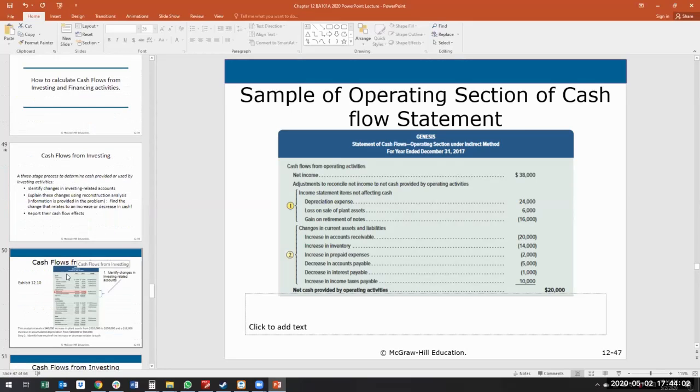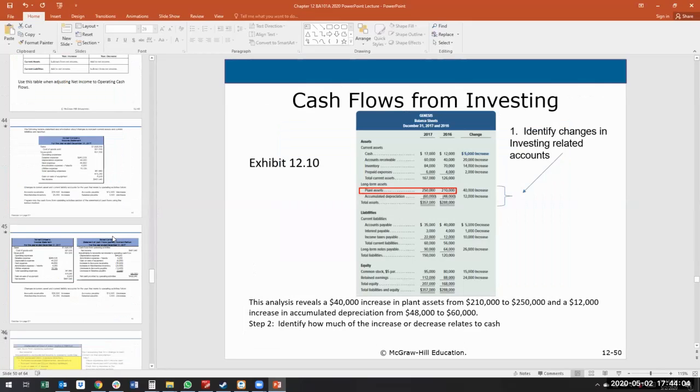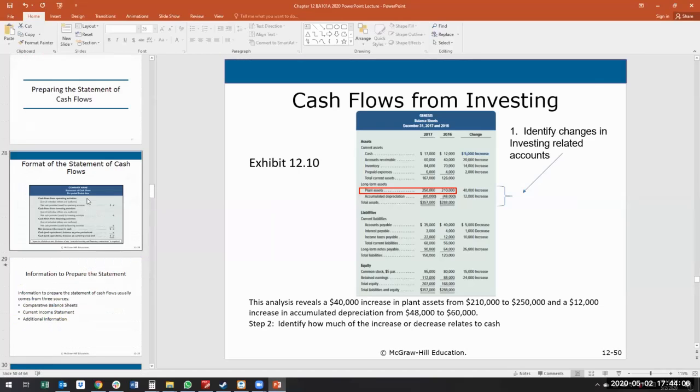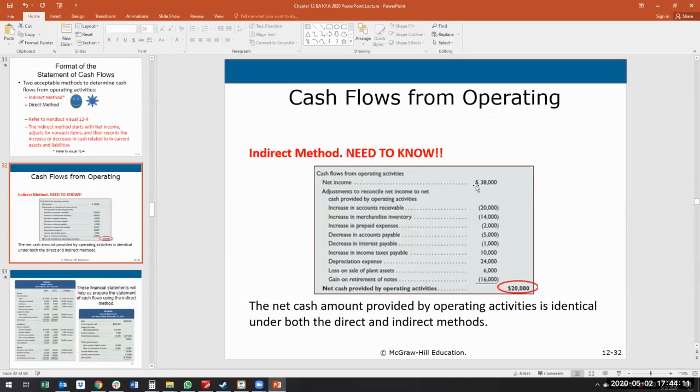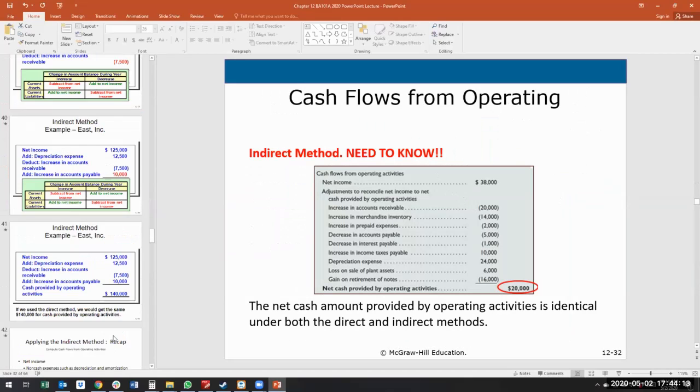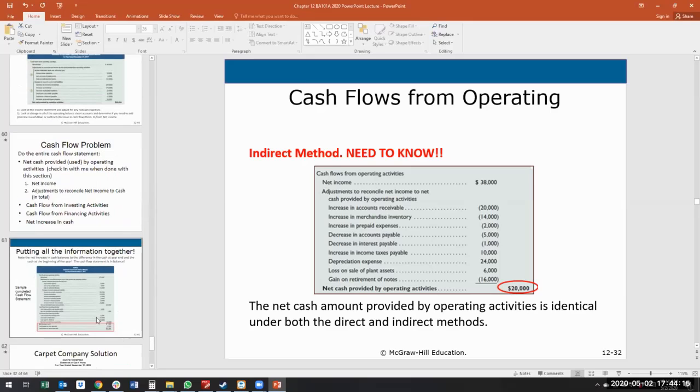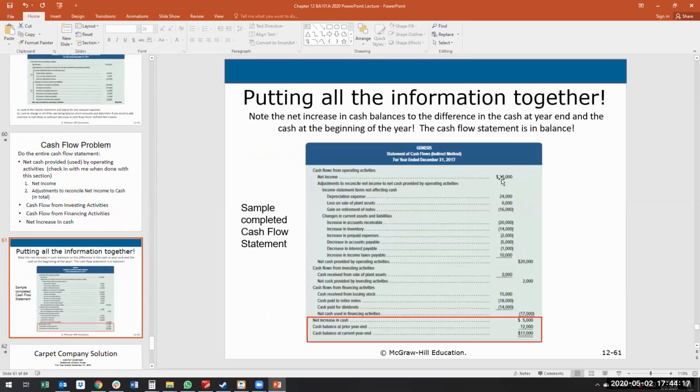And then we talk about cash flows from investing. I think we actually use this. I try to use the same example for most of the class. So net income all the way back from operating, we're able to see what the final cash flow would look like here. So this income statement, we talked about depreciation expense, adding it back. We talked about the loss on plant assets, the gain on retirement of notes. And then these are the increases or decreases that we walked through.